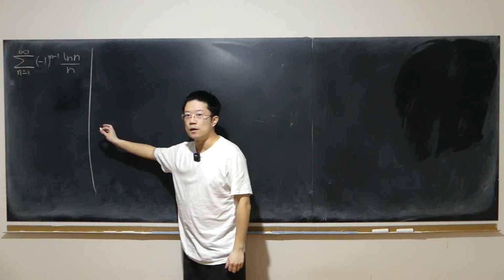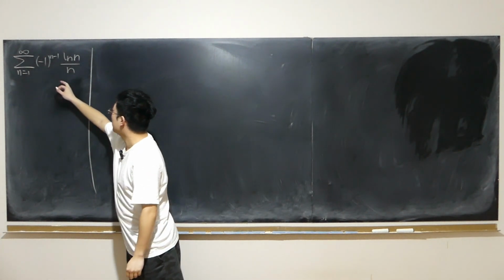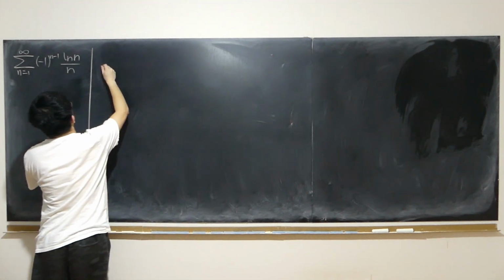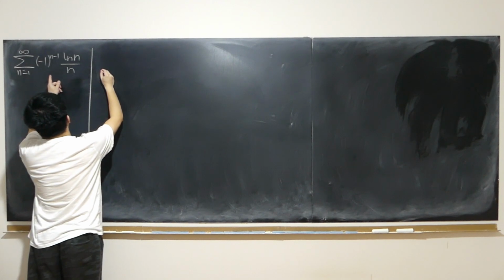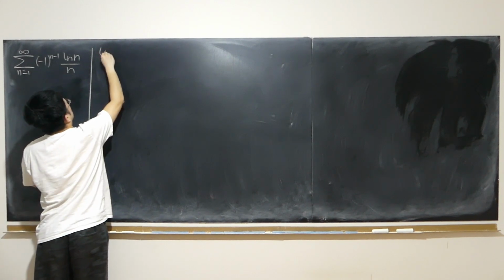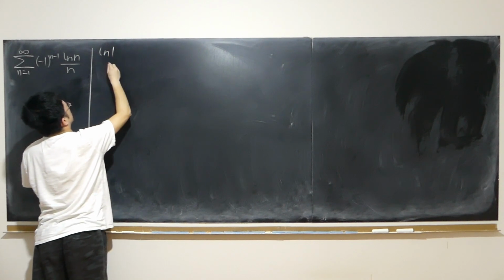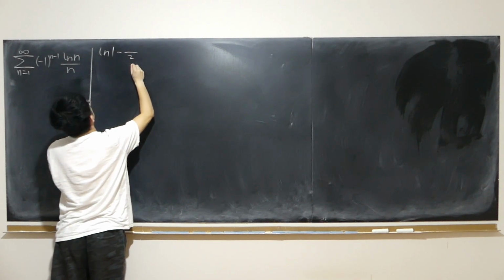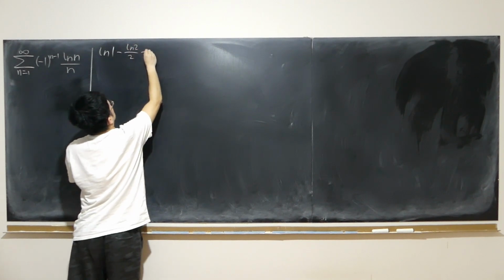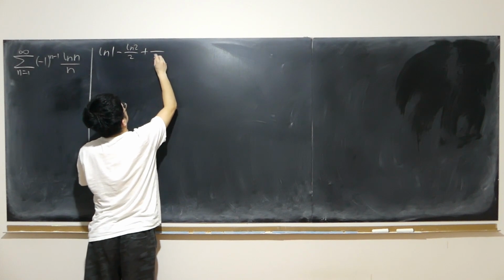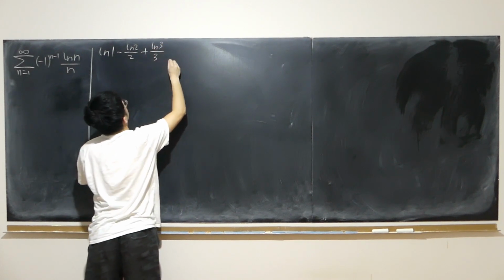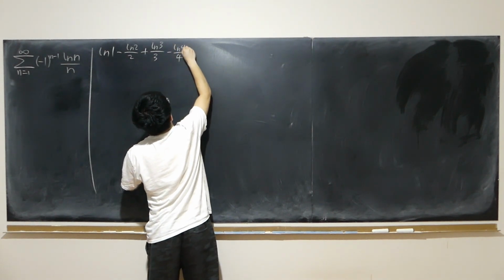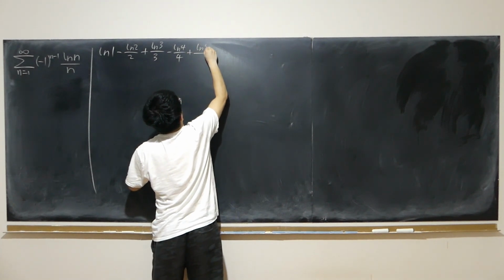Let's calculate this infinite sum from 1 to infinity of (-1)^(n-1) log n over n. So the first term would be positive: log 1, which is 0, minus the second term, negative, minus half of log 2, plus a third of log 3, minus log 4 over 4, plus log 5 over 5.